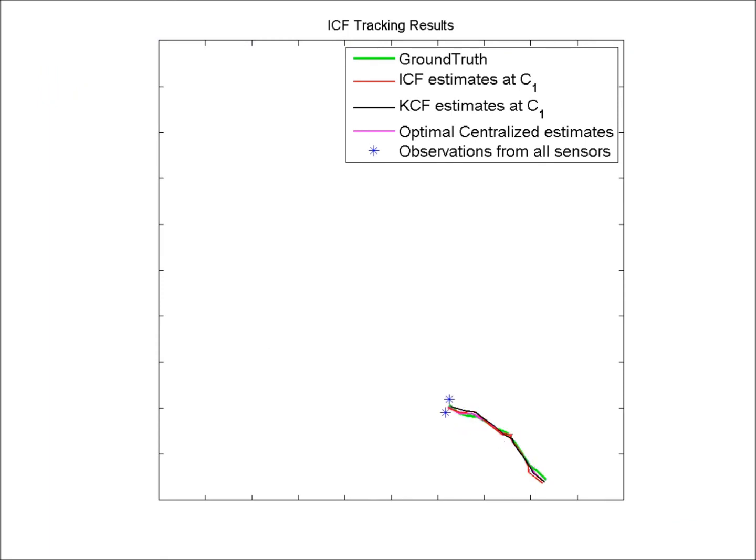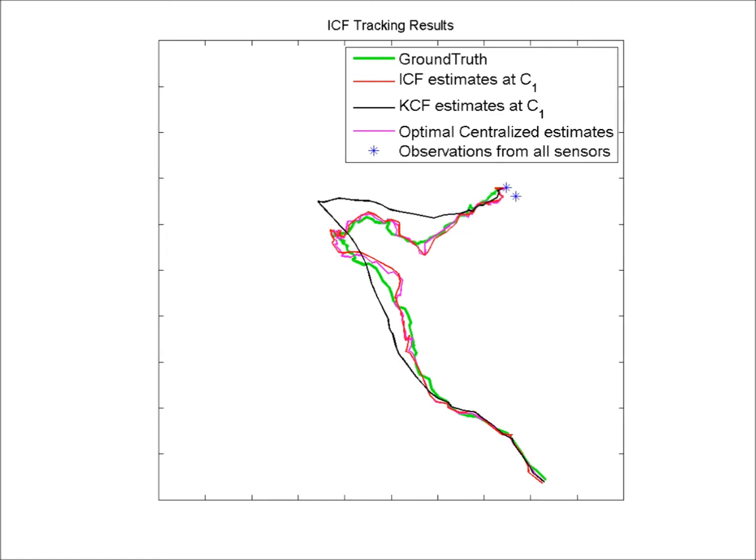With more communication between the nodes after each measurement step, ICF is guaranteed to asymptotically converge to the optimal centralized estimate, as can be seen from this video. For example, here 20 consensus iterations were used per measurement step, and ICF almost converged to the optimal centralized estimates.